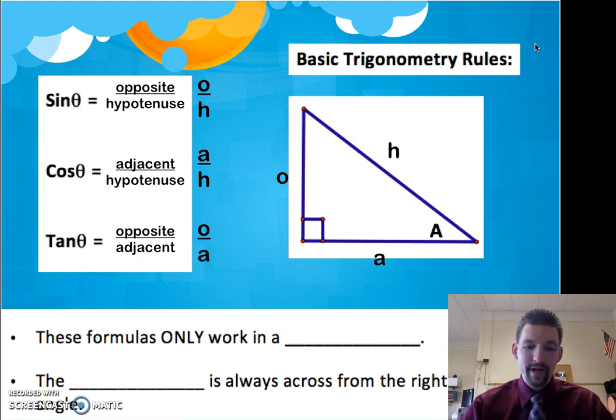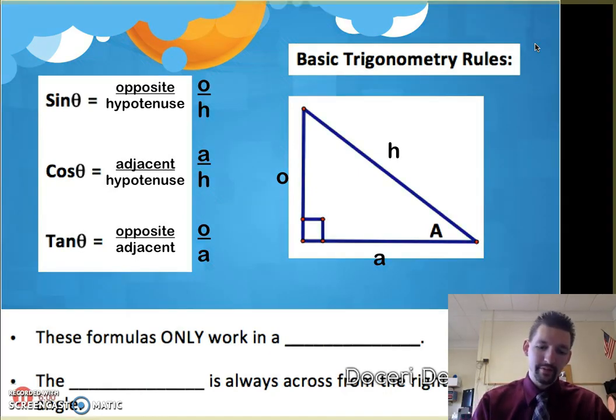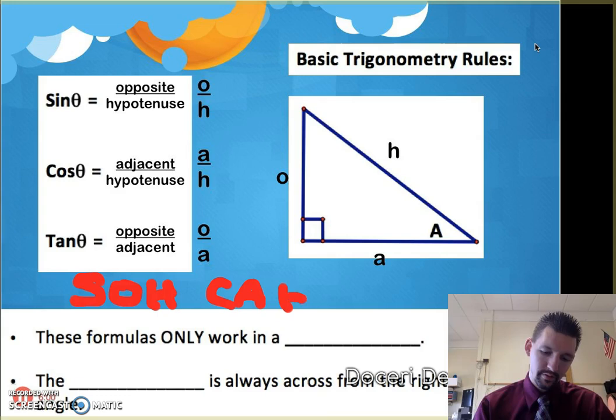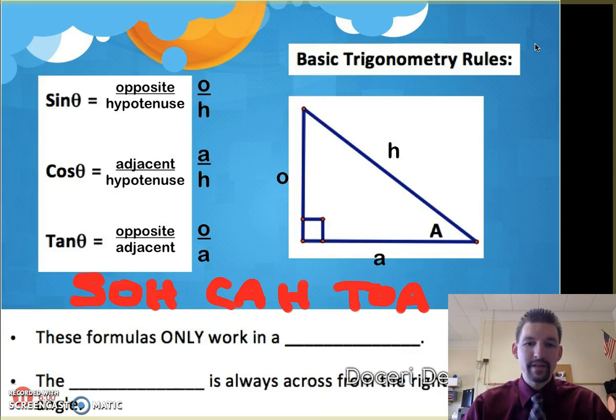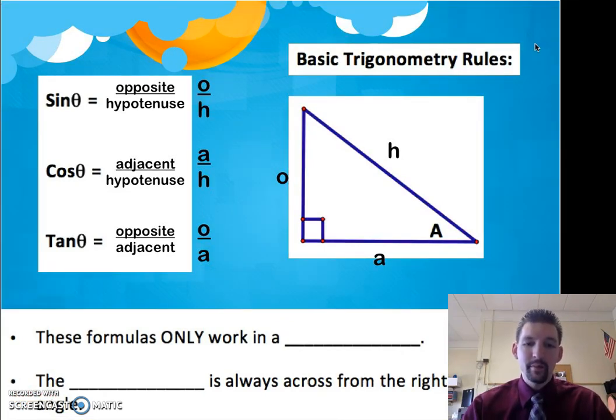Now, if you have not heard this before, you can use this acronym to remember sine is opposite over hypotenuse, cosine is adjacent over hypotenuse, and tangent is opposite over adjacent. So, SOH CAH TOA. That's just a way to remember it. If you have another way, that's perfectly fine too. Please remember that these only work in right triangles and that the hypotenuse is always across from the right angle.